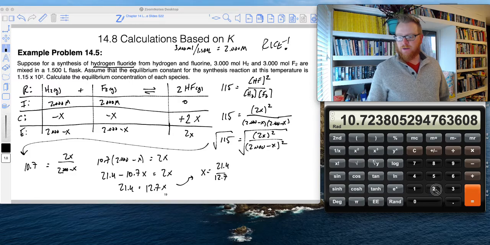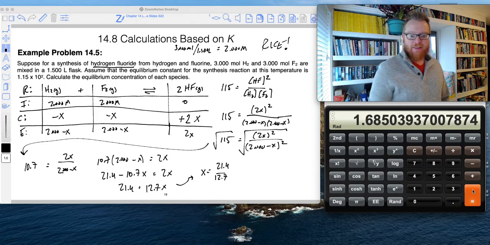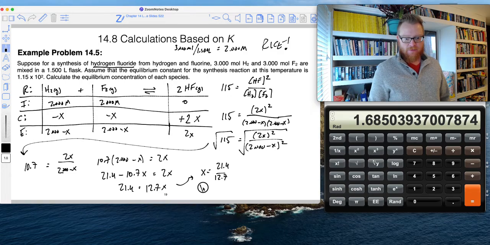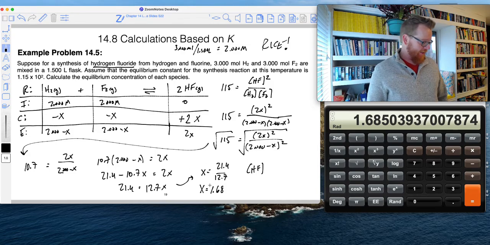So let's see here, 21.4 divided by 12.7. So I get that x equals, with 3 sig figs, 1.68. Okay, so now we just plug the value of x back into all of this stuff. So for example, HF is going to be 2 times 1.68.